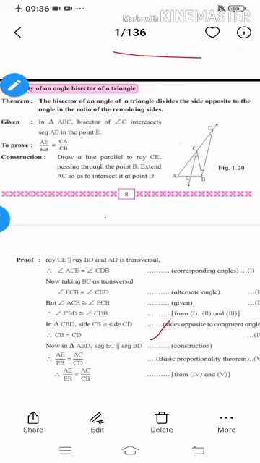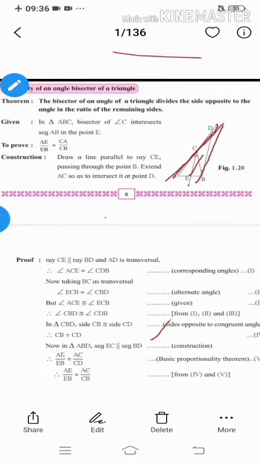Under this, ray CE is parallel to ray BD, that is given. Ray CE is parallel to ray BD and AD is a transversal of CE and BD.